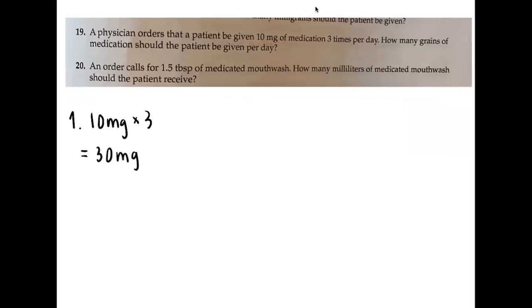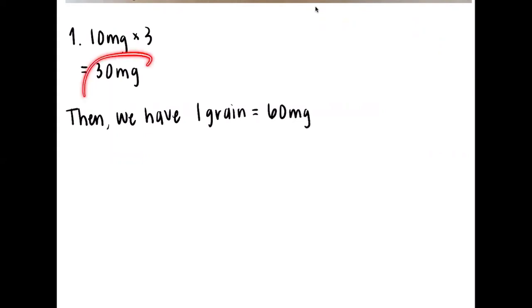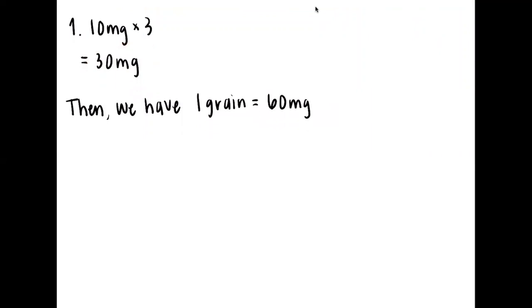Well, now the question is not asking about milligrams, it's talking about grains. So now we need to first get our conversion factor. The conversion factor that's given is for every 1 grain, there's an equivalence of 60 milligrams. So that is what's going to help us figure out how many grains we need for our 30 milligrams. And again, you can use the fractions method or the ratios method.